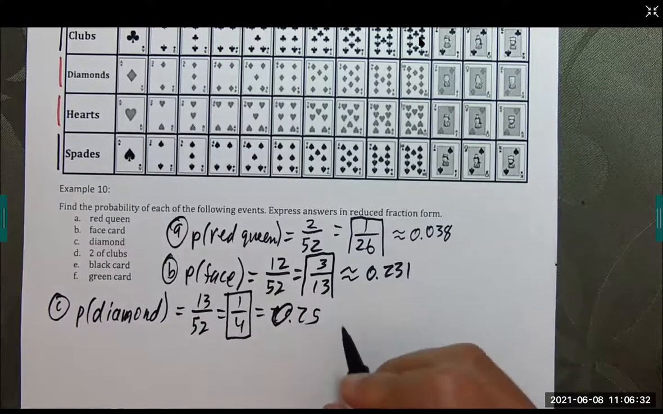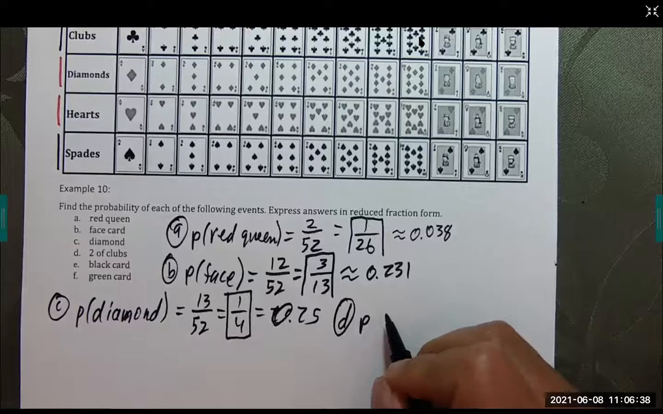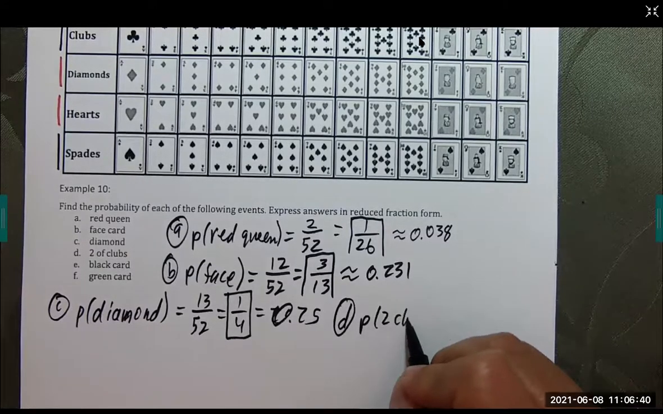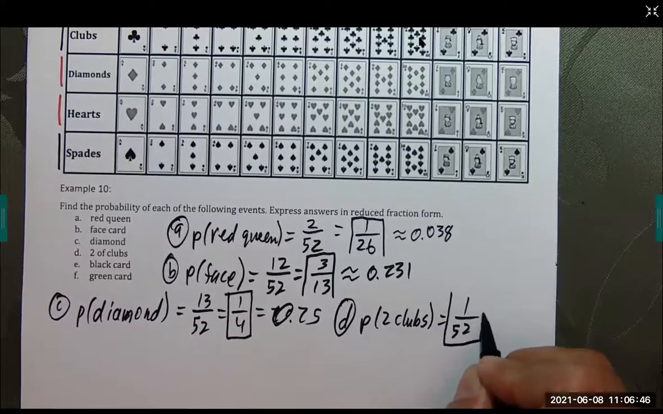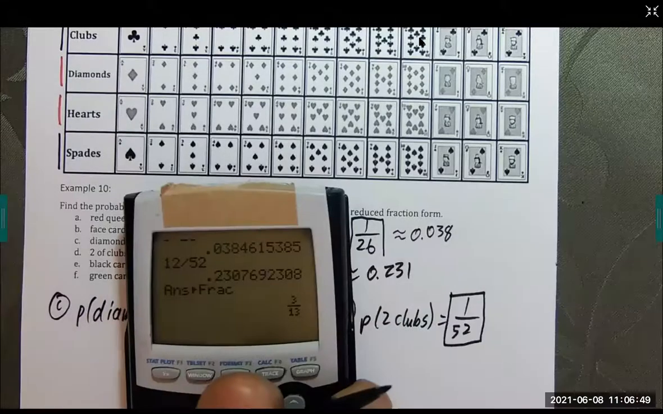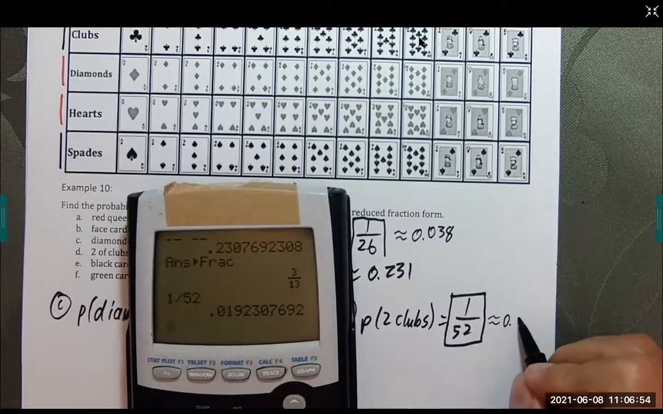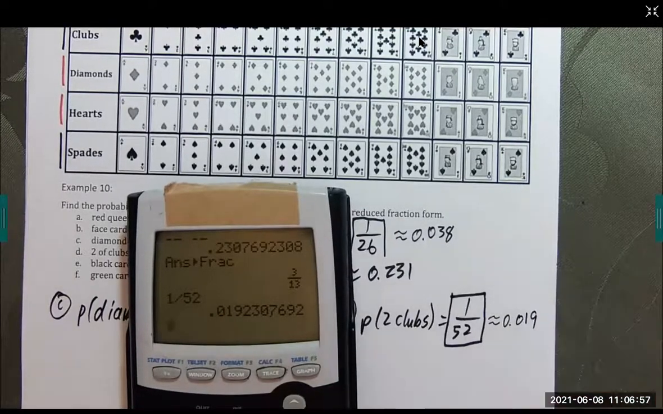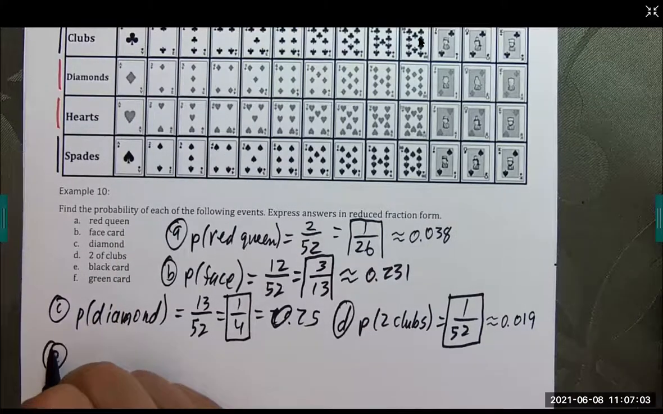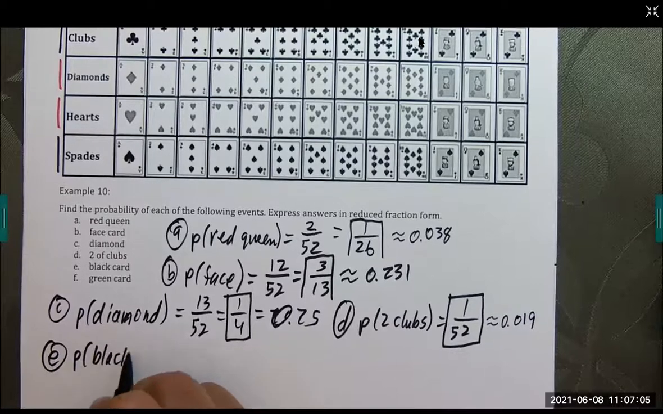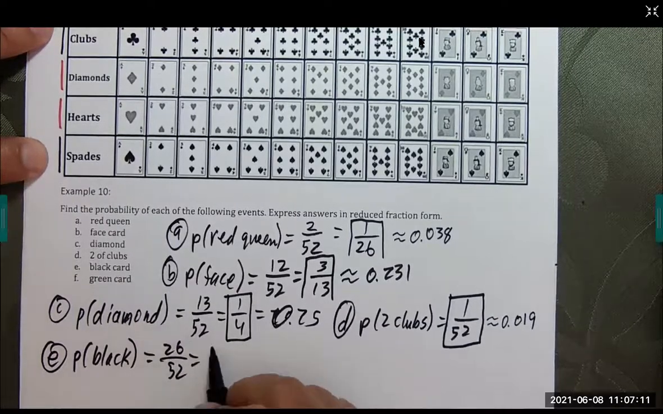Part D is the probability of the 2 of clubs. Well, there's only one of those out of the 52. So a less than 2% chance of getting the 2 of clubs. That's a very specific value. E, probability of black. Well, like I said, half of them are black. So that means 26 out of the 52, which of course reduces to 1/2.